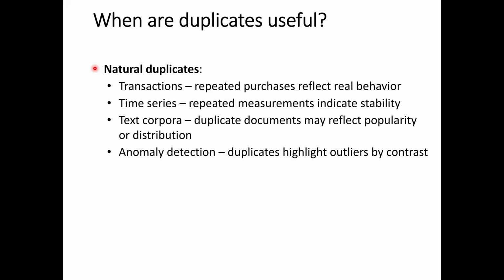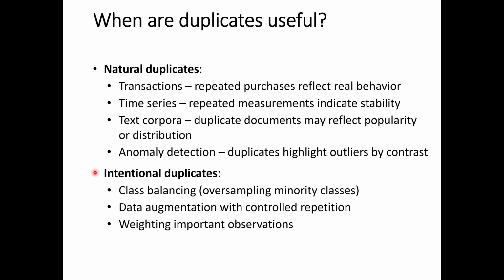And in anomaly detection, duplicates can help highlight unusual cases. The outliers stand out because the rest of the data repeats. We can also have intentional duplicates, added on purpose. For instance, we might use them for class balancing, when we oversample minority classes to make training data more balanced. Or for data augmentation, where we repeat some samples with slight variations to make the model more robust. And finally, sometimes duplicates are used for weighting, giving more importance to certain observations that matter more for the task.